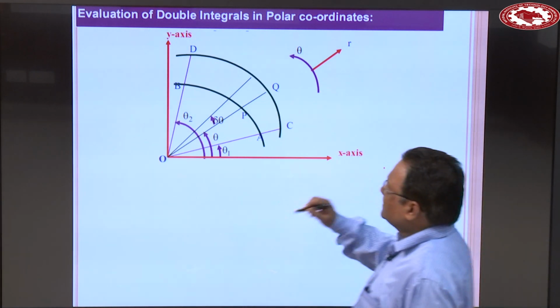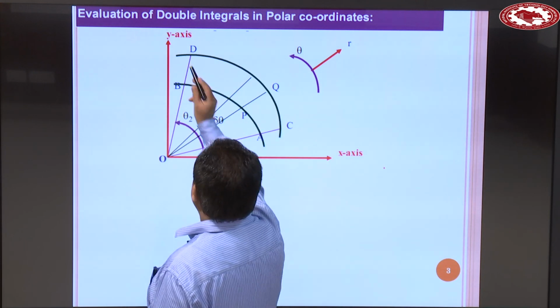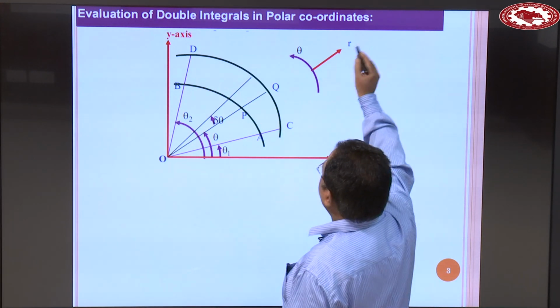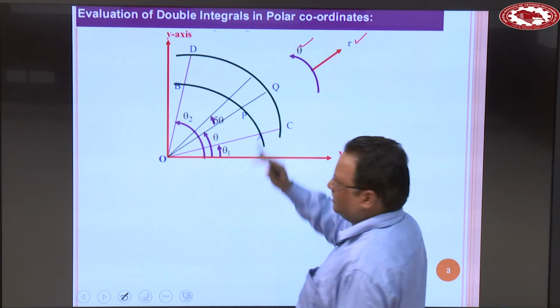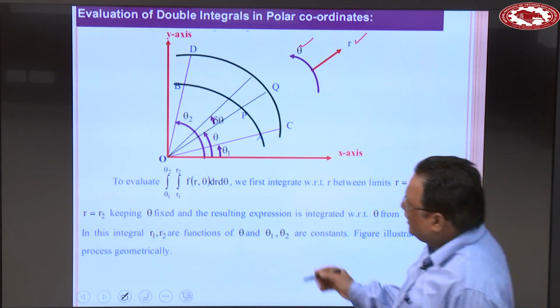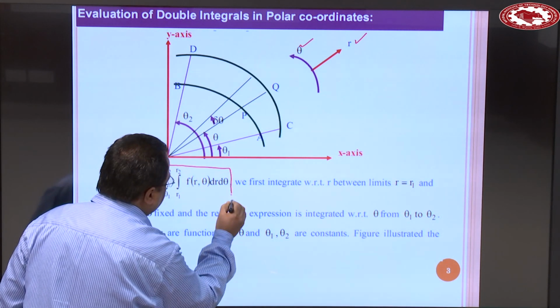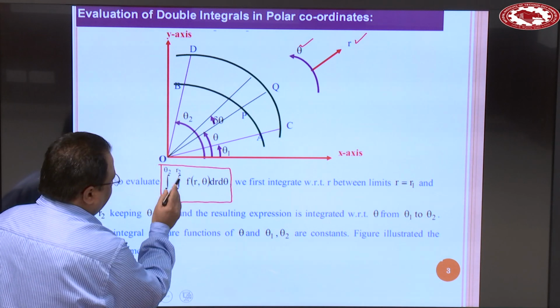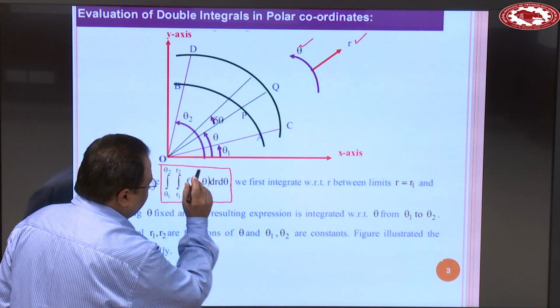This one is the x axis, this one is the y axis, this one is a curve AB and this CD. In this outward direction is r and in this direction is the angle theta. To evaluate this integral, r1 to r2, theta 1 to theta 2, f(r, theta) dr d theta.